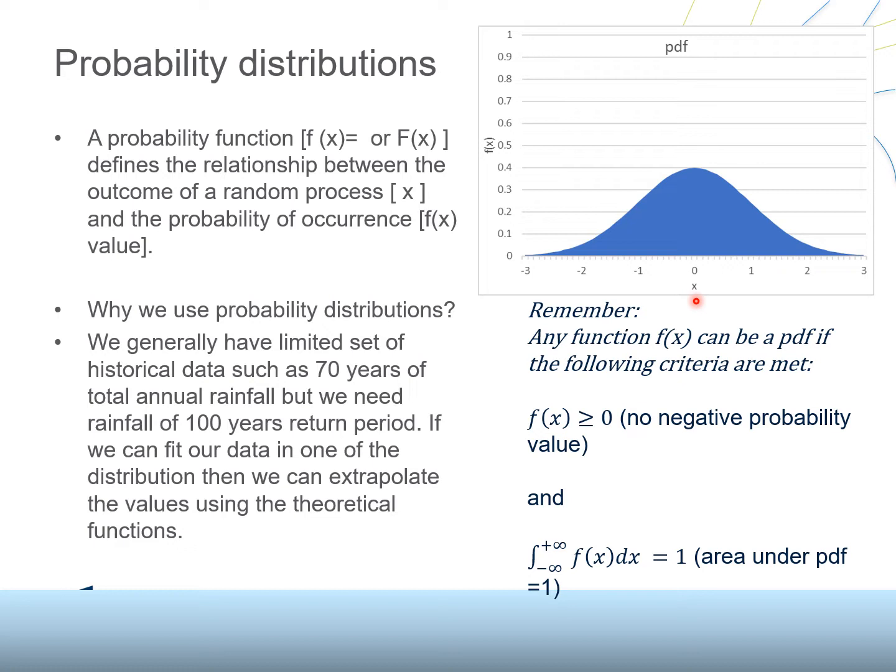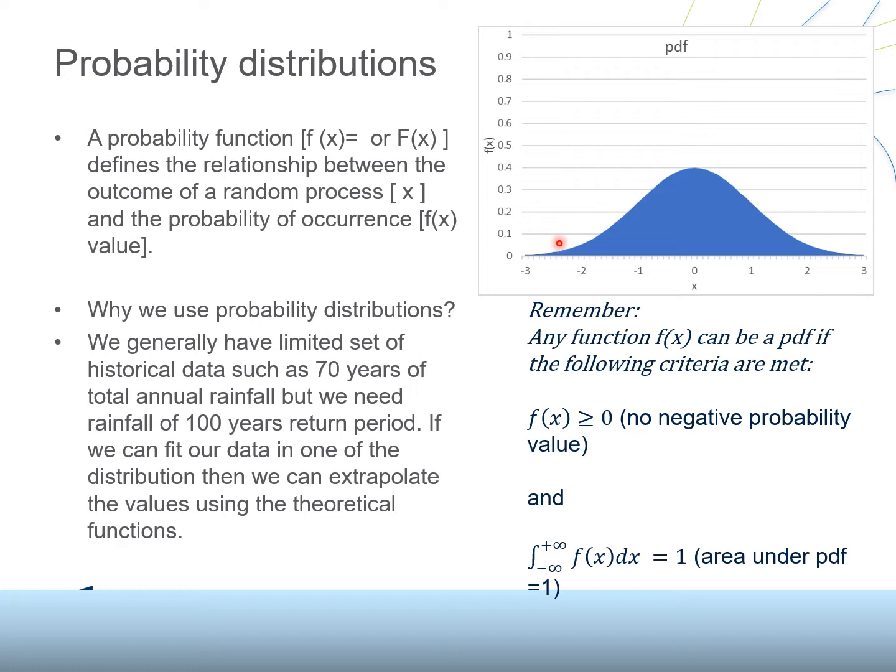So what is a probability distribution? What kind of equation is the probability distribution? By theory, any equation can be a probability distribution, right? Any equation with its probability value greater than or equal to 0 and the integral sum of the function from minus infinity to plus infinity being 1 can be a probability function.